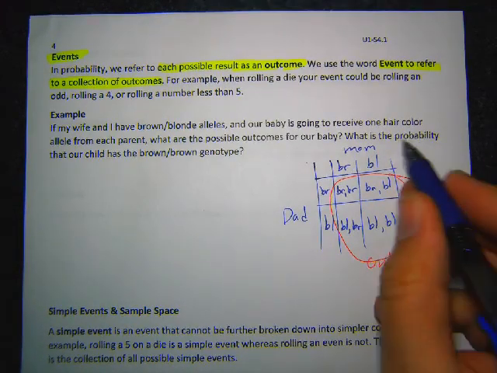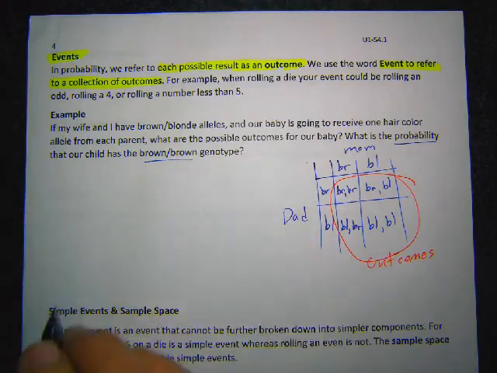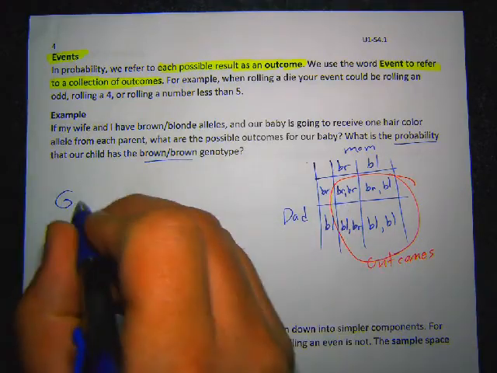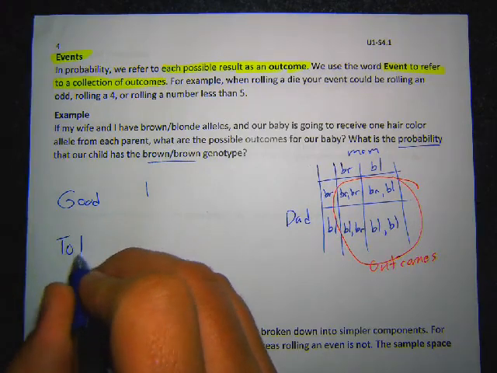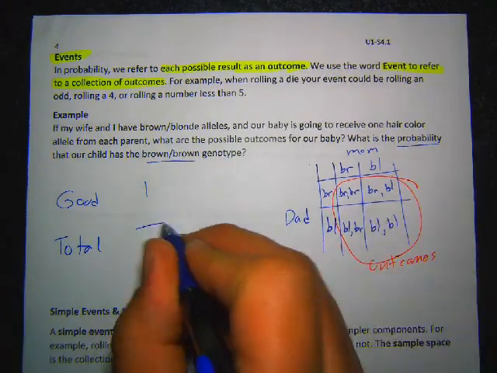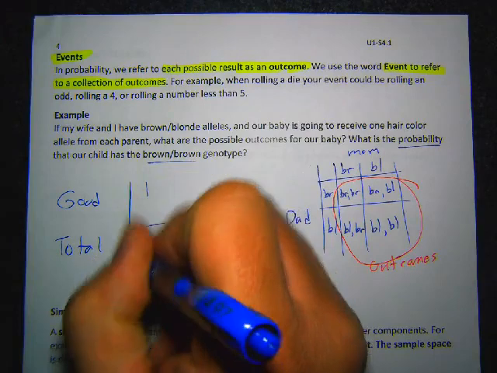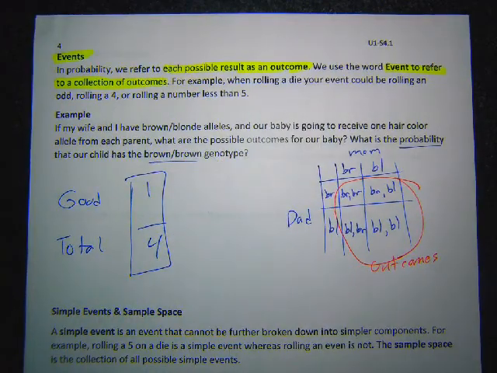Now, what is the probability of getting a brown brown? Well, there's only one brown brown, so the good options, there's only one of them, brown brown, over the total. Well, there's 4 total outcomes. So there's a 1 in 4 chance that they're both brown.